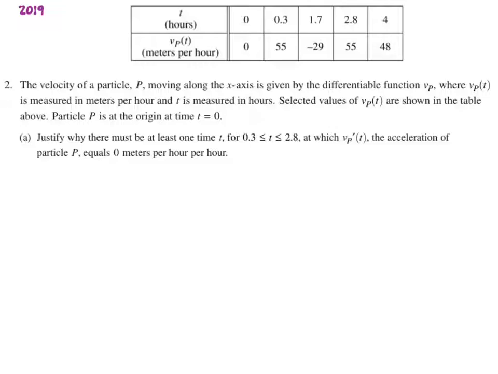is given by the differential equation V of P, where V of P is measured in meters per hour, and T is measured in hours. Select values of V of P are shown in the table above. And then it says particle P is at the origin at t equals 0. So we can see an initial condition of (0, 0).